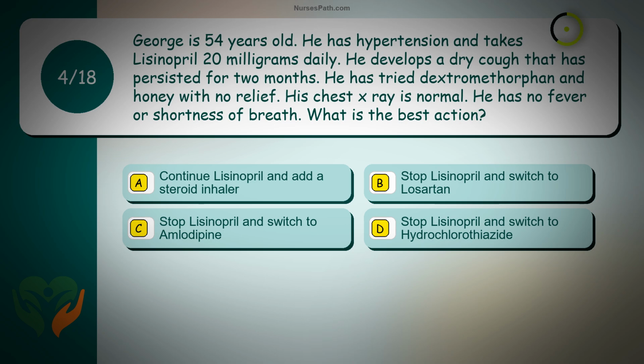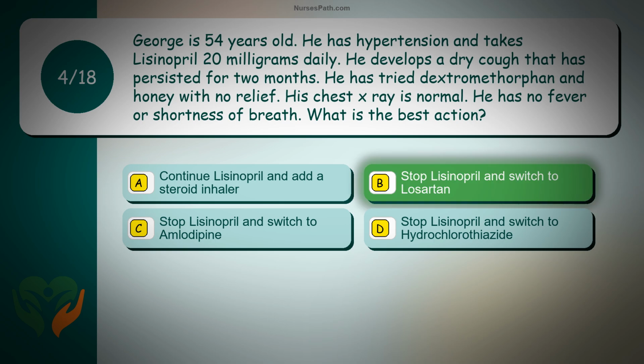Option A. Continue lisinopril and add a steroid inhaler. Option B. Stop lisinopril and switch to losartan. Option C. Stop lisinopril and switch to amlodipine. Option D. Stop lisinopril and switch to hydrochlorothiazide. The correct answer is option B. Stop lisinopril and switch to losartan.